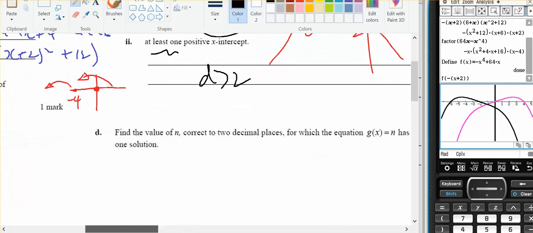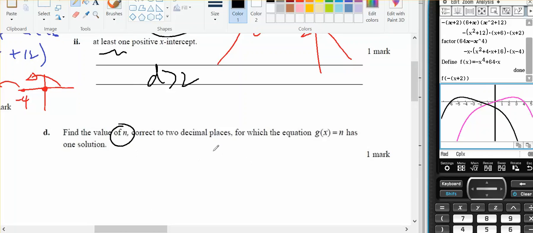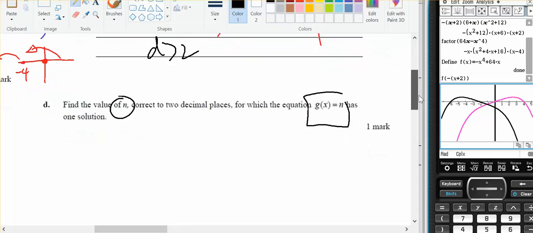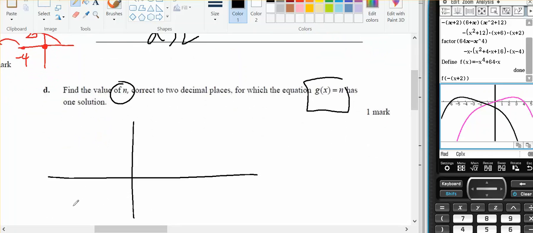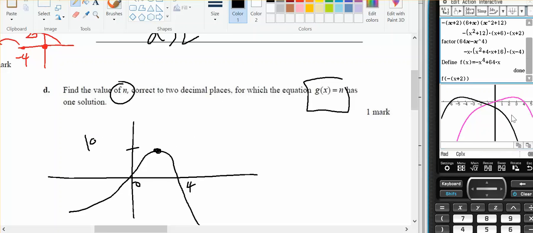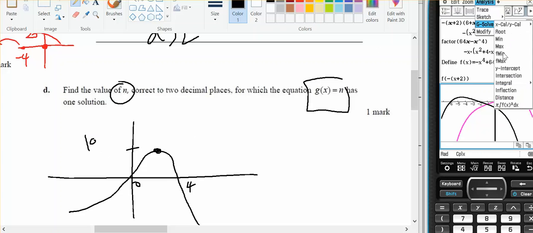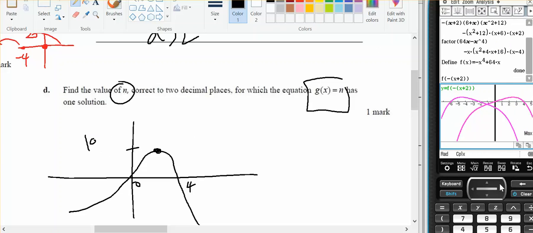And lastly, find the value of n corrected to 2 decimal places where the equation of this has one solution. So it's g of x. And this is my g of x. That's at 4, that's at 0, and that there is, I think we worked it out before, at 1, analysis g solve max. It is 120.95.